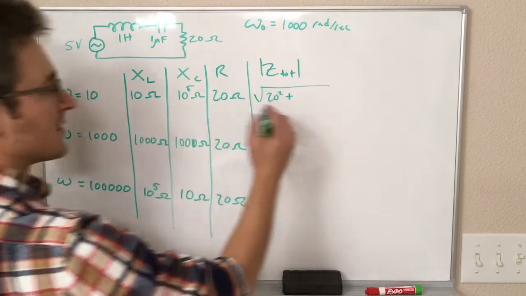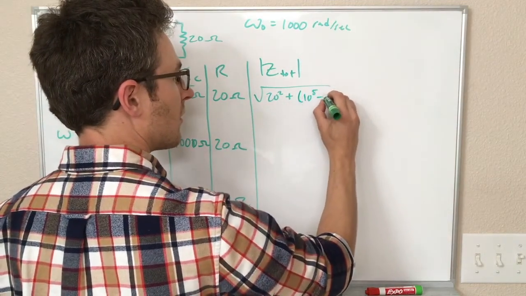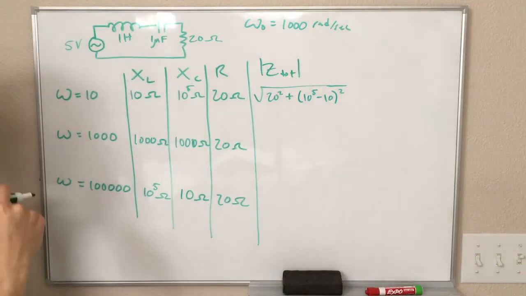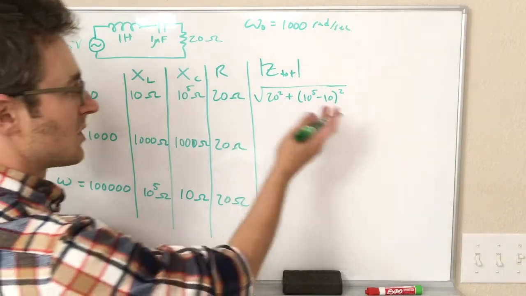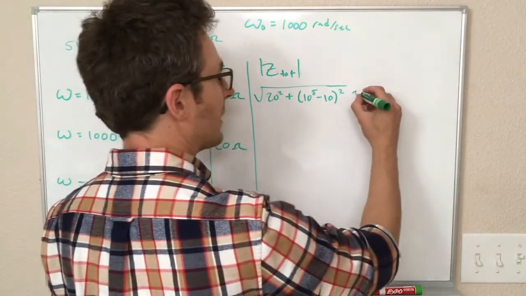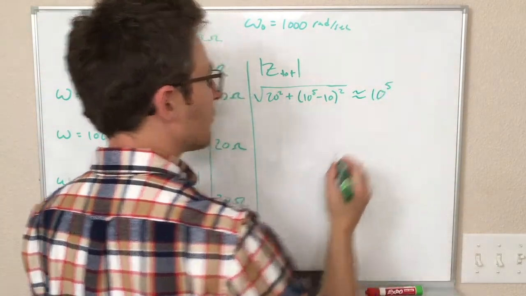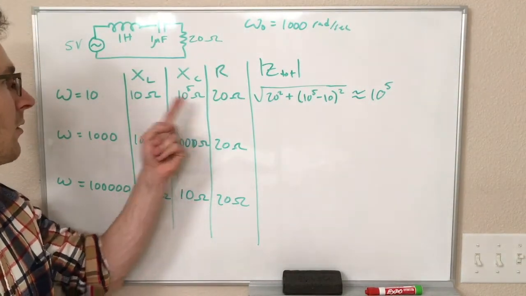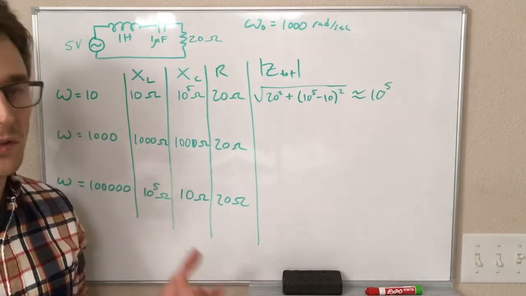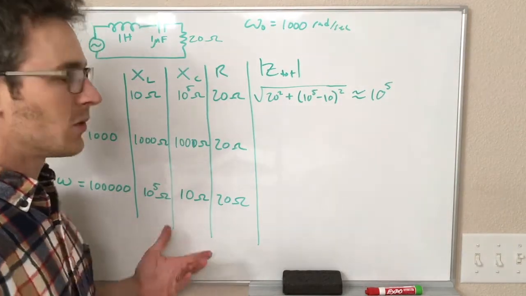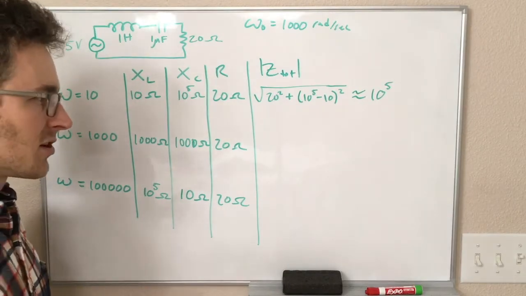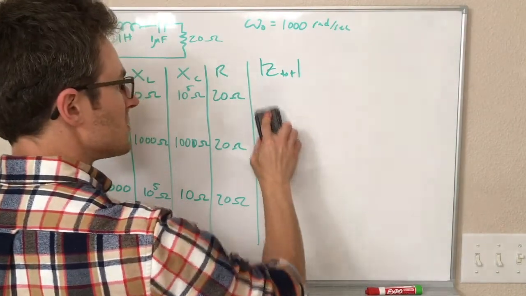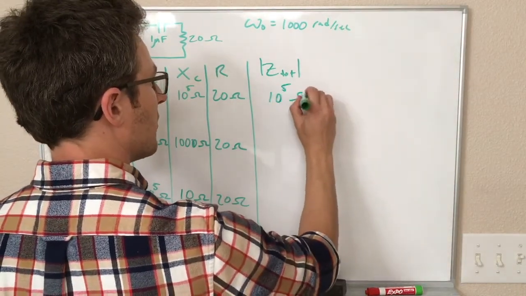So 10 to the fifth minus 10 quantity squared. So if you type this into your calculator, this is very nearly equal to 10 to the fifth. So this capacitor is totally determining what's going on at this frequency. The inductor and the resistor are basically not doing anything. They almost might as well just be wires. It's like the capacitor is just there by itself. It so dominates this equation. So for this, we get 10 to the fifth ohms.